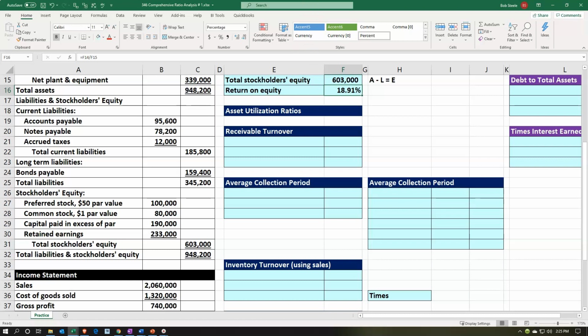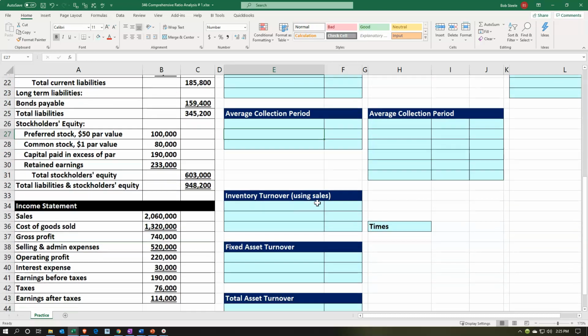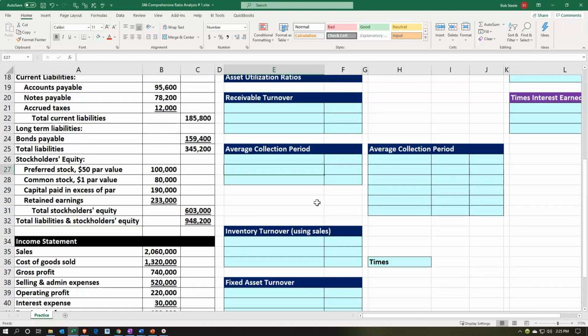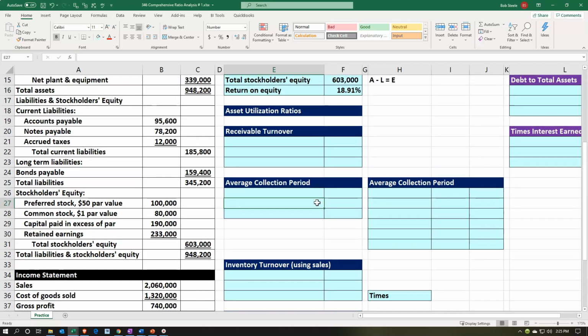Now we're going to go on to the utilization ratios. So asset utilization ratios. So we have our turnover ratio. We have the average collection period. We have the inventory turnover, the fixed asset turnover, the total asset turnover. All right, so we got the asset utilization. So we're going to have the receivable turnover. That's going to be calculated as sales. Going to take the sales number. That's an income statement account divided by the receivables net.